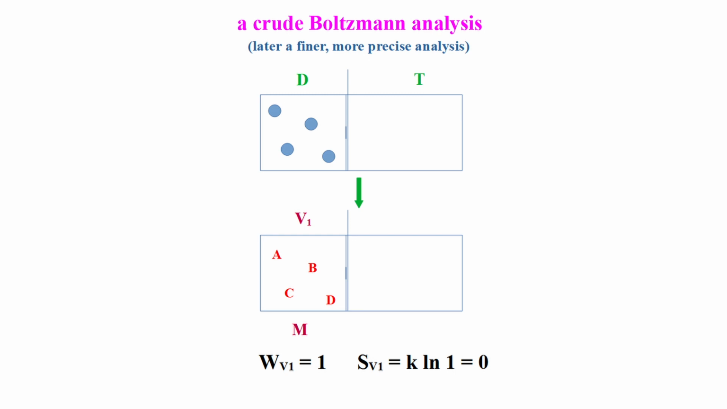In the finer analysis later, we will assign specific positions in space to each particle and consider the total number of possible microstates, which will be greater than 1. Thus, in this case of crude analysis, the number of possible microstates W equals just 1 and S at V1 equals k ln 1, equal to 0.